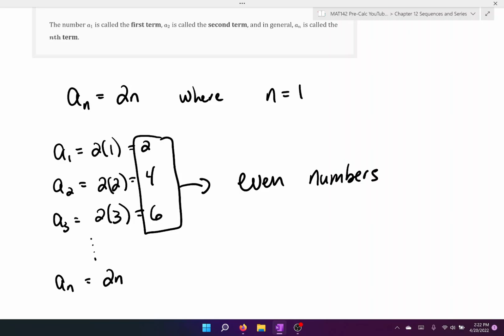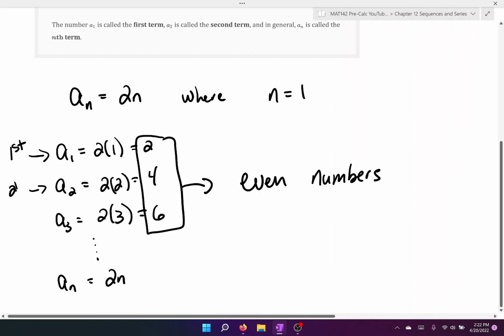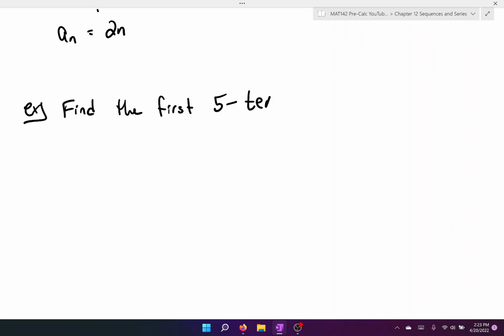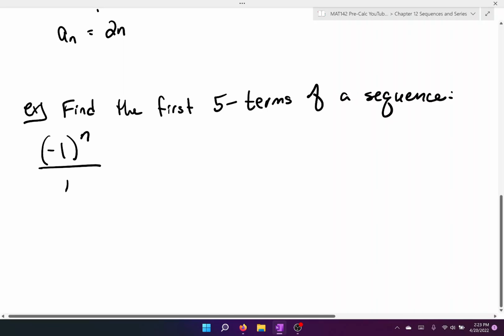And what we're doing here is listing out every single term. A1 is going to be our first term, A2 is the second term, A3 is the third term, and so forth. So in the first couple homework problems I assigned, I'm just asking you to find, let's say, the first 5 terms of a sequence. And I may do something like this. I may give you the sequence -1 to the n power over, maybe you don't know what factorials are, so we'll just leave it as -1 to the n over n.